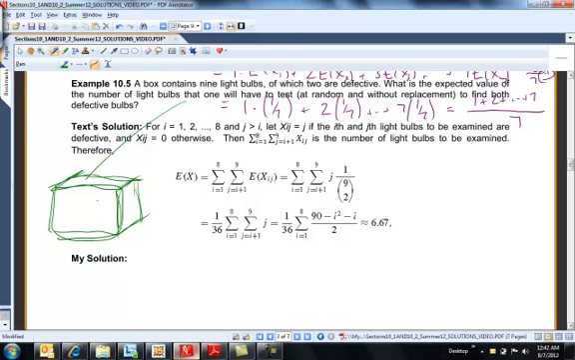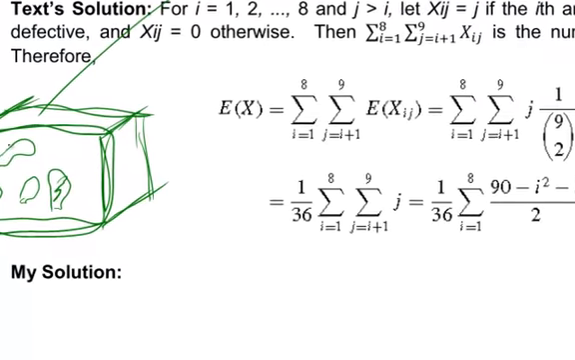Anyways, here's a box. It contains 9 light bulbs, so these light bulbs are just right in here. Okay, so you get the idea. There's light bulbs, and 2 of them are defective. Maybe you don't know which one. Maybe that one's defective and that one. And again, there's a bunch of other light bulbs in here. So 2 of them are defective.